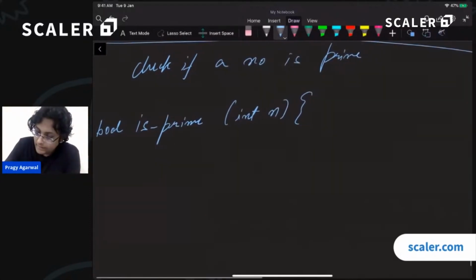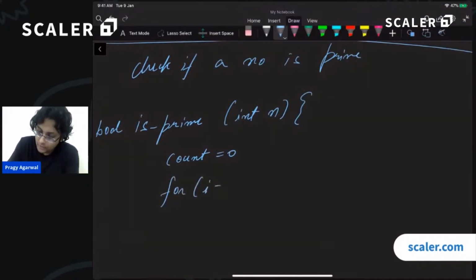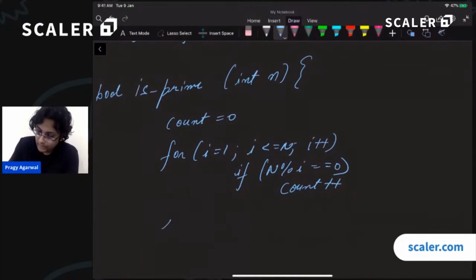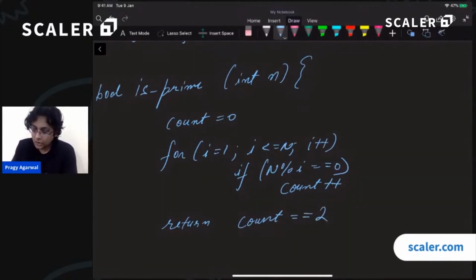We can say that count is 0. We can write a loop for i equals 1, i less than or equal to n, i plus plus. And we can check if n mod i equals 0, then we will do count plus plus. And finally we will return: if the count is exactly equal to 2, then it is prime, otherwise it is not prime.